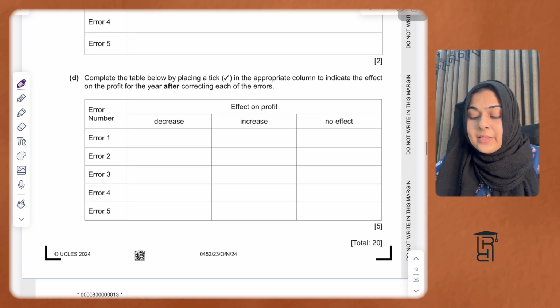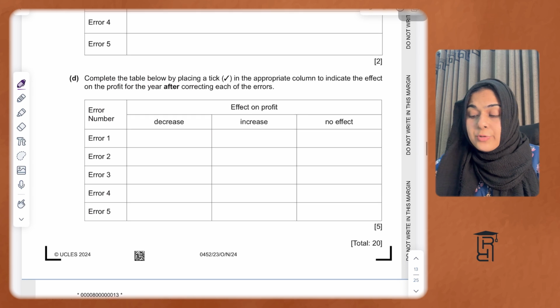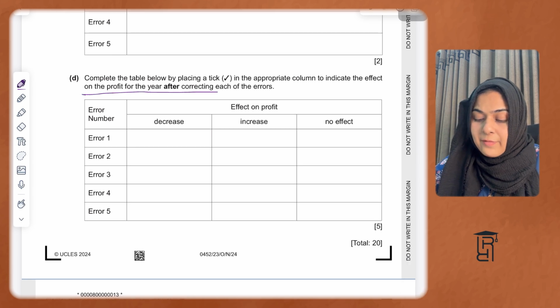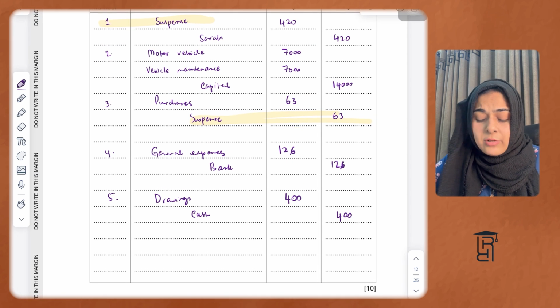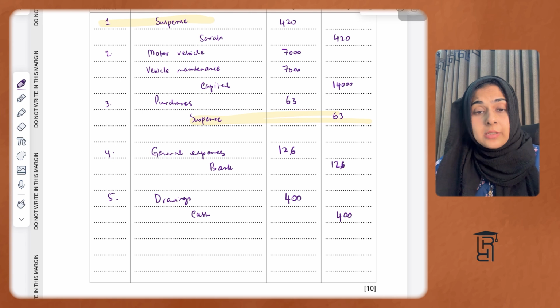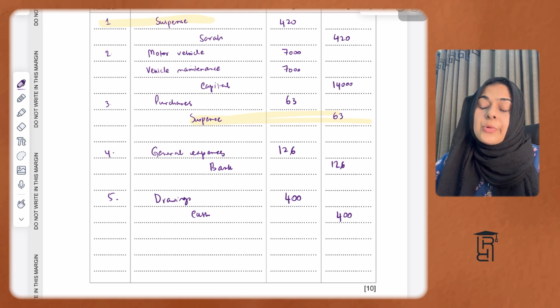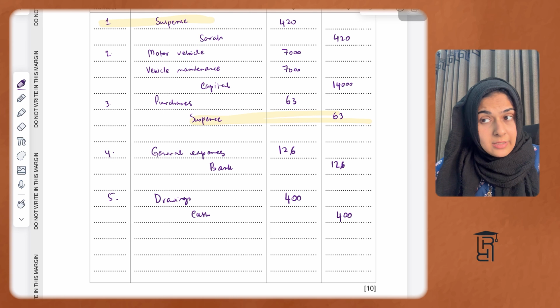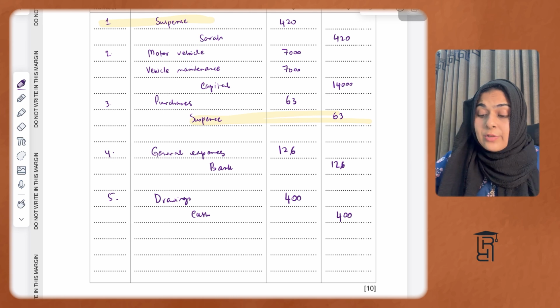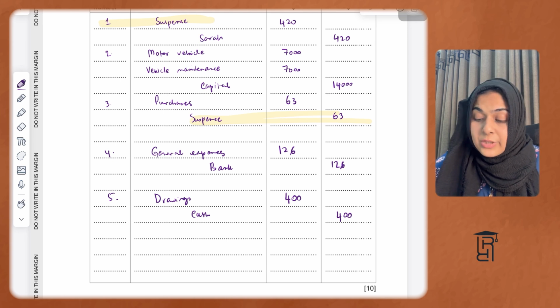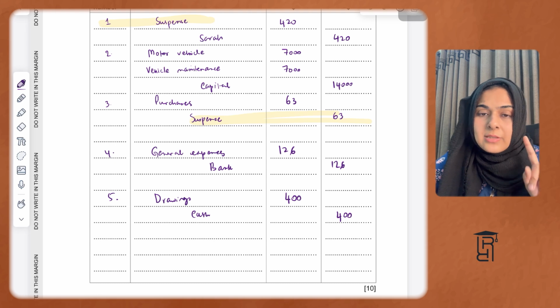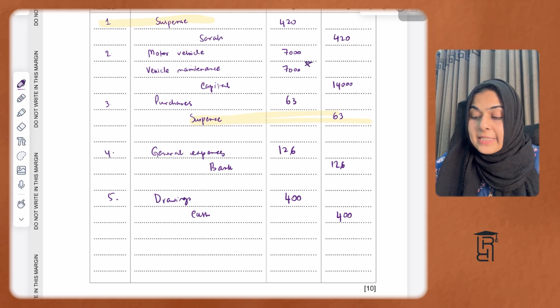Then they are saying complete the table below by placing a tick in the appropriate column to indicate the effect on the profit for the year after correcting each of the errors. I have told you already that whatever comes in the income statement is going to affect your profit. So expenses go in the income statement, incomes go in the income statement, sales goes to the income statement, purchases goes to the income statement. So this Sara is a trade receivable, so this will not go to the income statement, so this is not going to affect profit. Motor vehicle does not go to the income statement. It's a statement of financial position account.